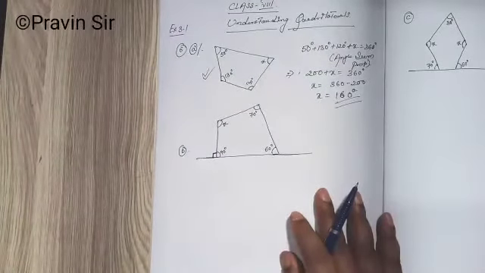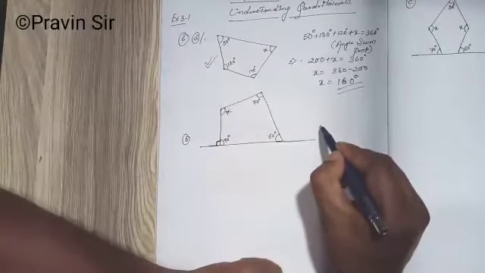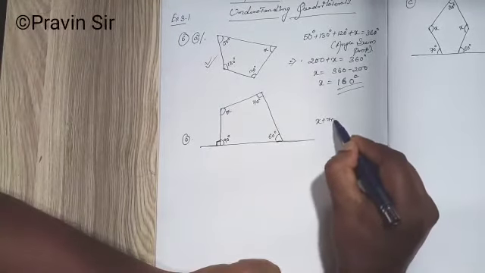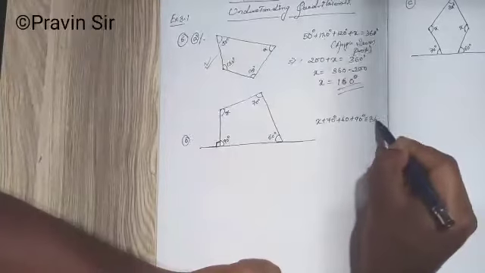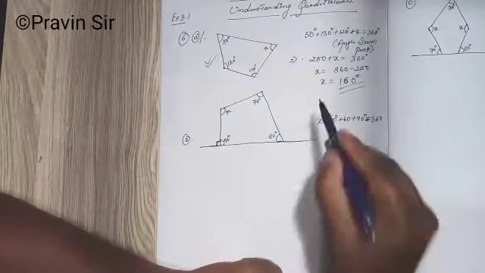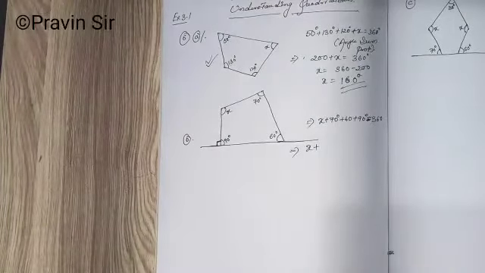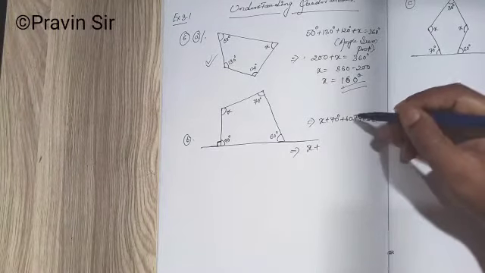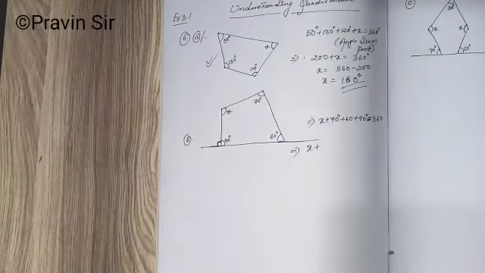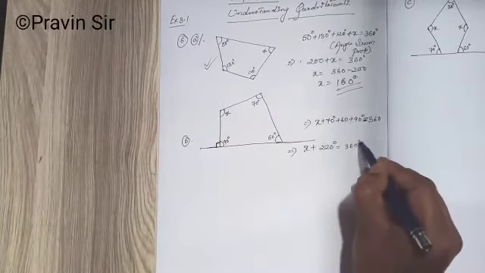So now we can continue the lesson. Okay, that means how to find out the value of x here. So here also the same process you have to follow. x plus 70 plus 60 plus 90 is equal to 360 degrees. Now, x plus 70 plus 60 plus 90, we have to find out. So 90 plus 60 is 150, plus 70 is 220 degrees. Okay, 220 degrees is equal to 360 degrees.